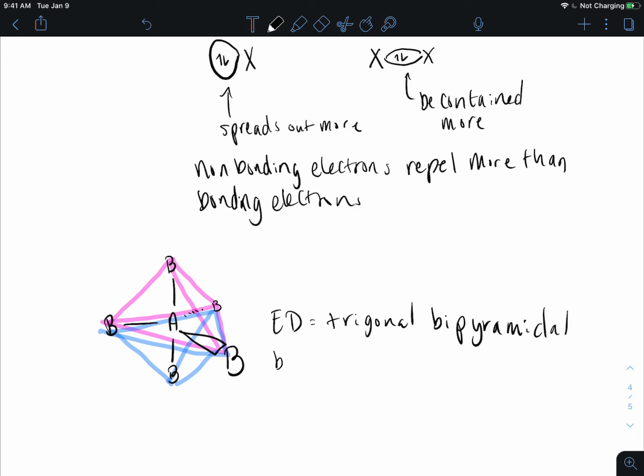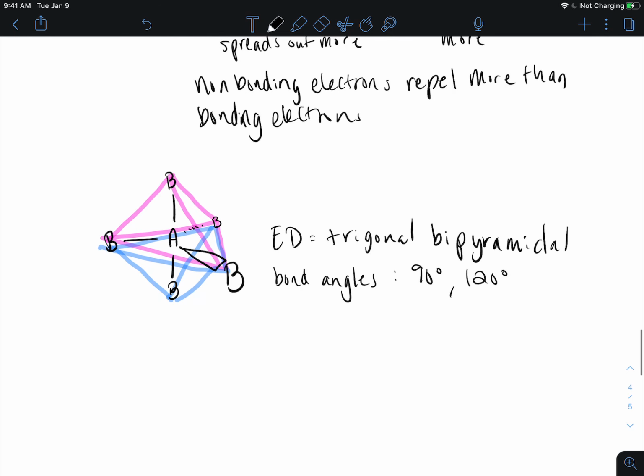Okay, our bond angles are 90 degrees and 120 degrees. So the 90 degrees is from axial-equatorial, and then our 120 is equatorial-equatorial.